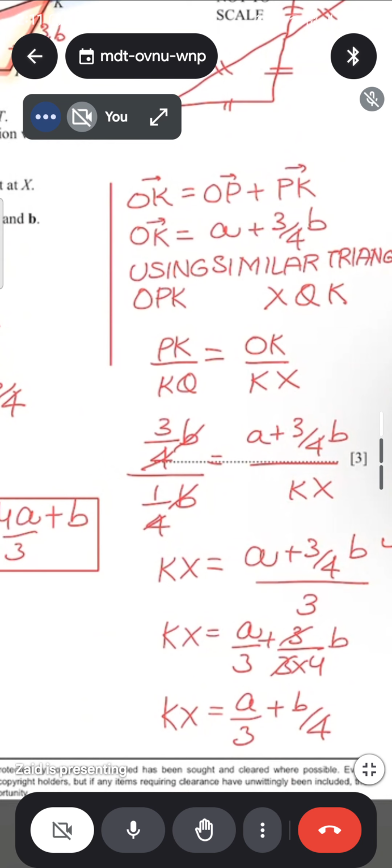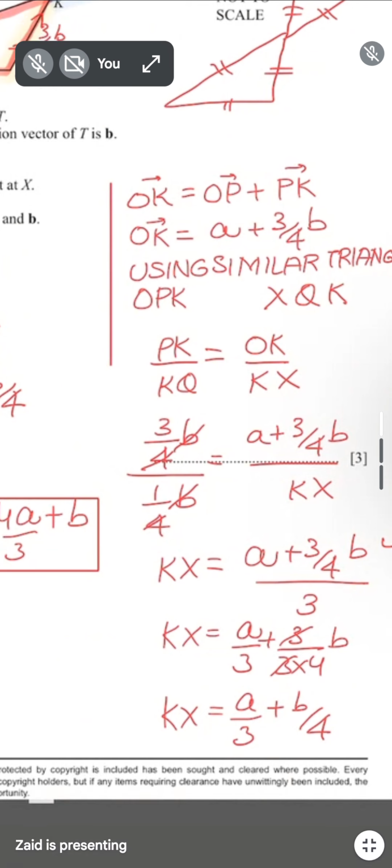Yes, I've split the fraction. 3 upon 4b divided by 3, and 3 is going to be multiplied with 4. Fraction of a fraction. It requires loads of practice. Loads and loads of practice to be done. Can we move on? Yes, sir.